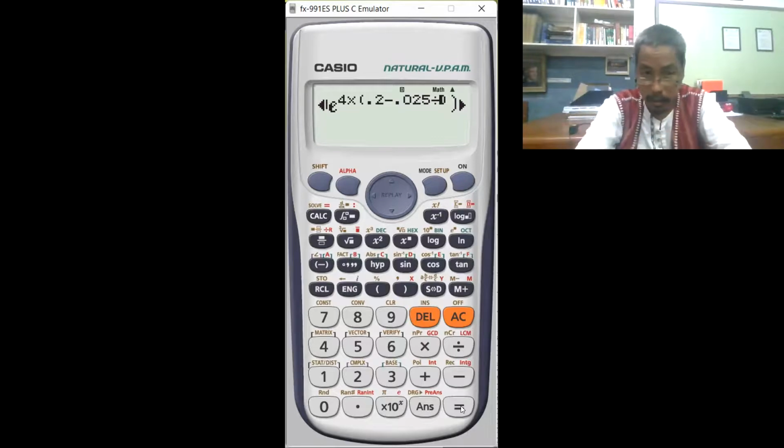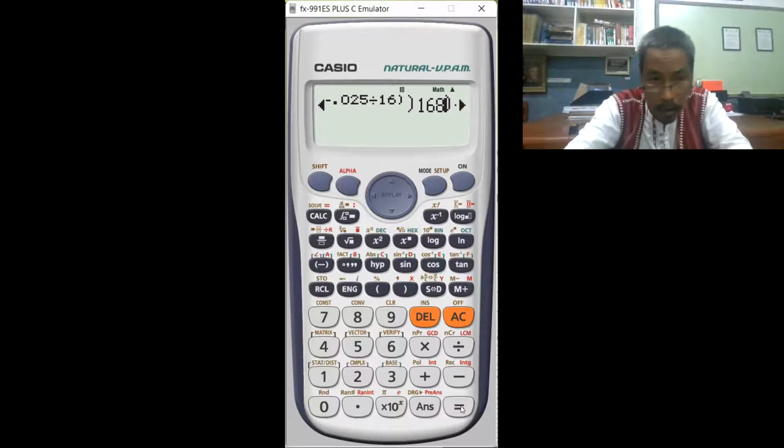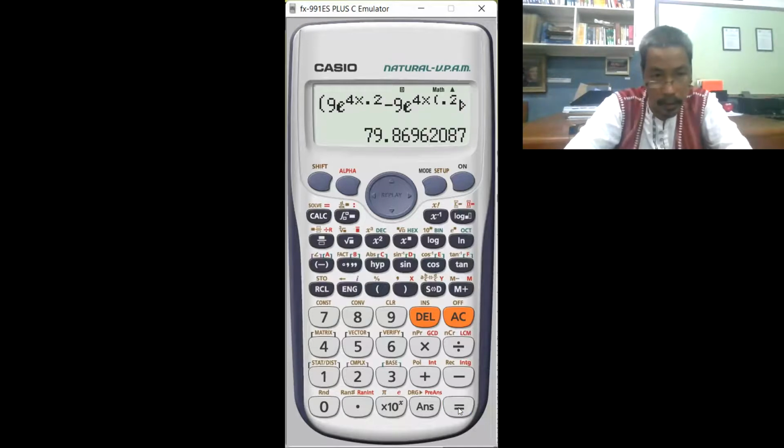So 8 times 2 is 16. So just put 16 here and 16 here. And therefore, press equal sign. The next result would be 79.86962. Exactly the same. Okay.